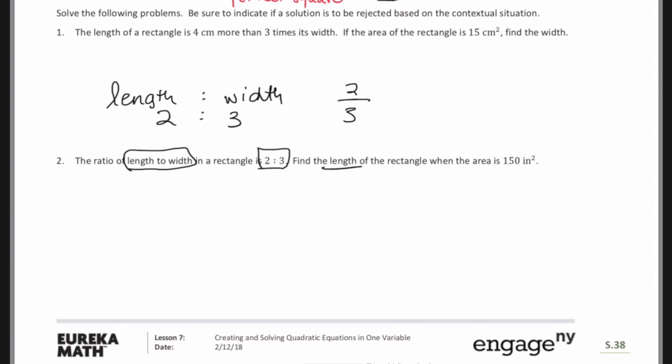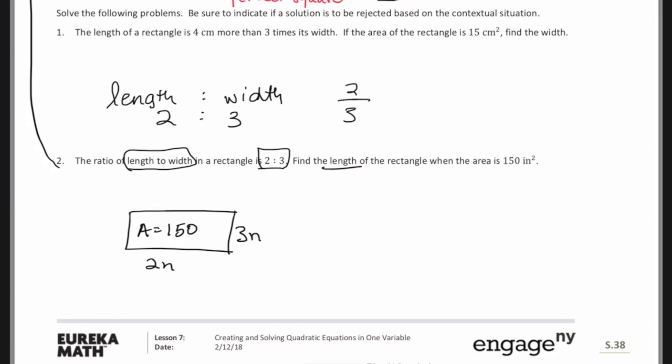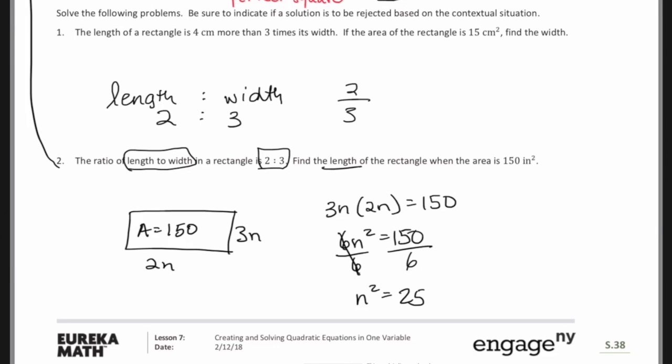We have a very interesting problem here, because they give us the ratio of length to width is 2/3, and then they give us the area is 150. So we don't know the measurements, but we do know that the length is 2 times something, and because of the ratio, the width is going to be 3 times that same something. So I automatically just pick any variable, and here I've picked n, written my equations, and then figured out what n is.